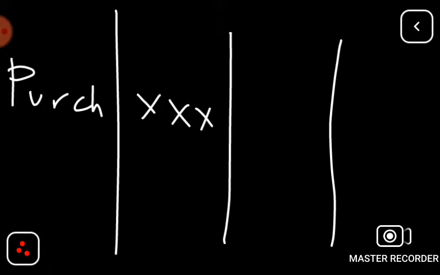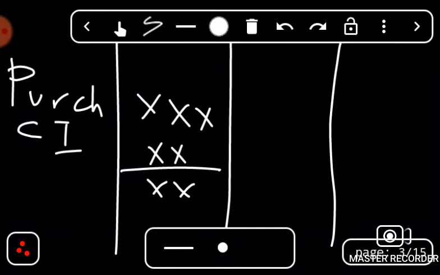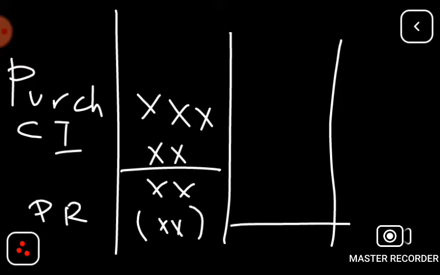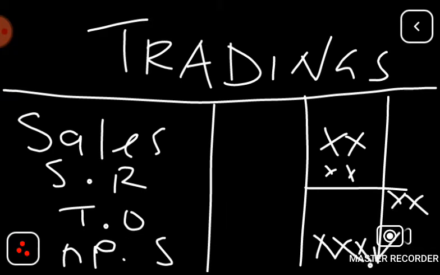If you have carriage inwards in the question, carriage inwards will be added here. You add carriage inwards to purchases, and you're going to put this figure that I've written here. If you have purchases returns, let's assume you have purchases returns, they will be subtracted from that amount to have our amount there.